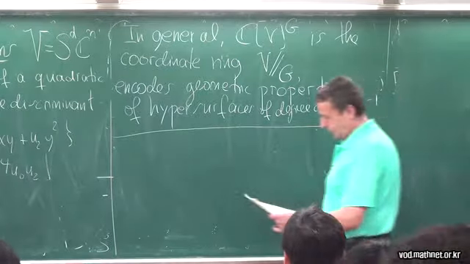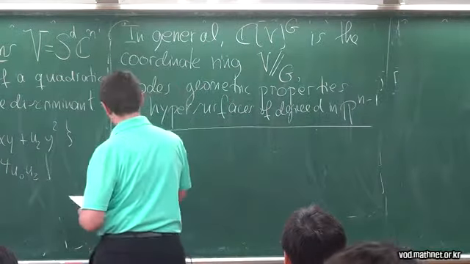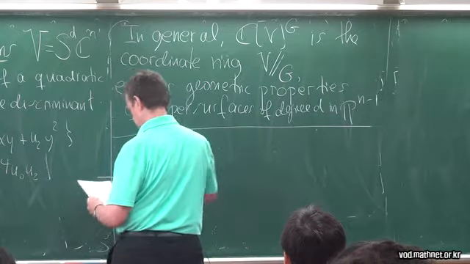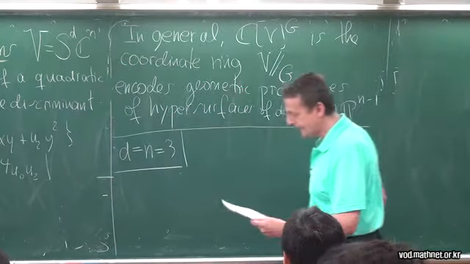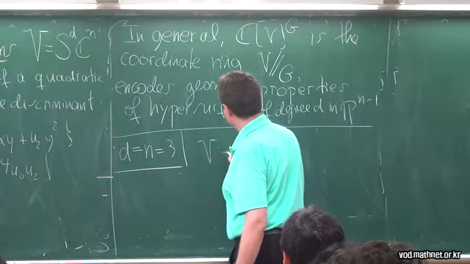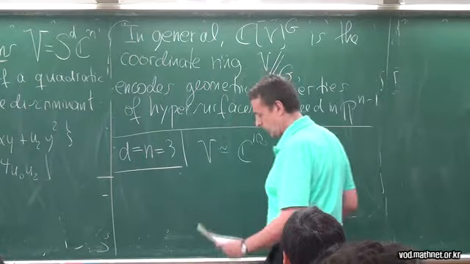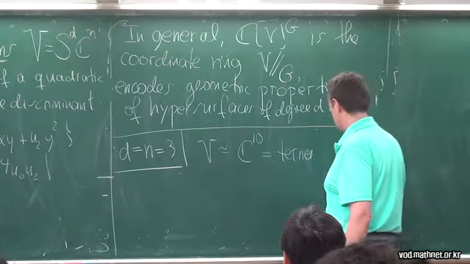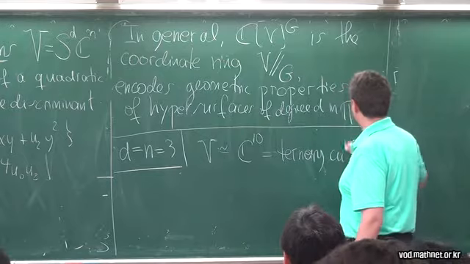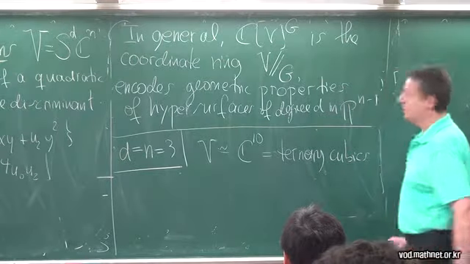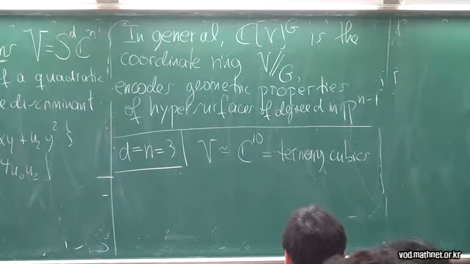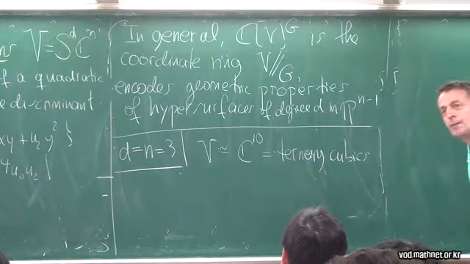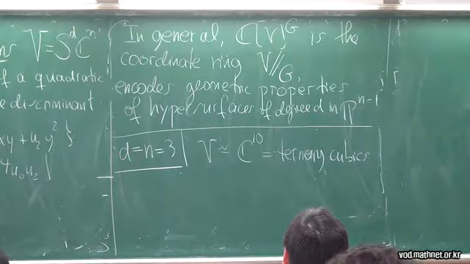Let's talk about the first non-trivial example. So d equals n equals 3. This is the space of ternary cubics. So V is a 10-dimensional complex vector space. It's a vector space with a distinguished basis called x cubed, x squared y, and so on, up to z cubed.